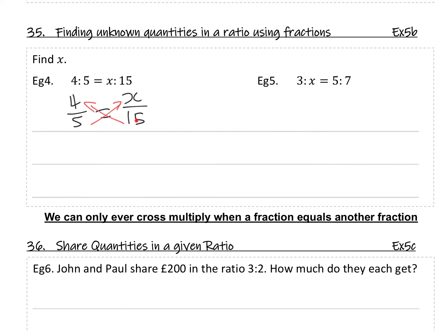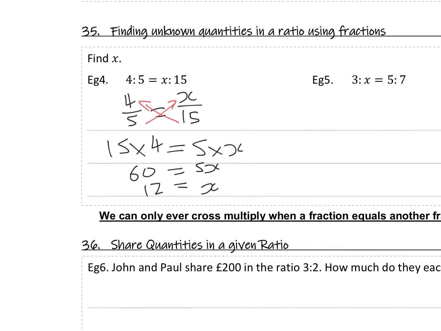So if we cross multiply here, we're getting 15 times 4. And that would equal 5 times x. So we end up with 60 equals 5x. And when you divide 60 by 5, divide by the number of x's, you get x is 12.